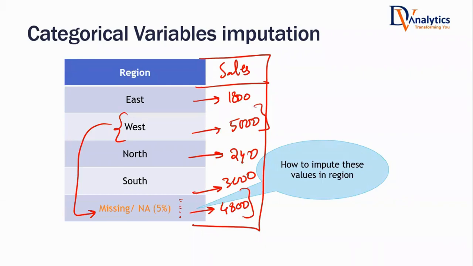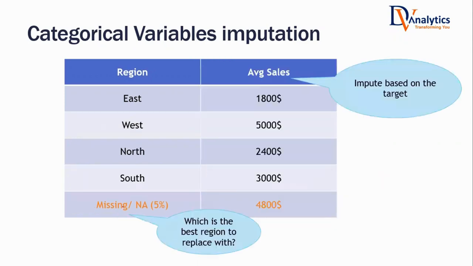You will say that in this place also the average sales is this. That means there's a high chance that they are from West. Are you with me? Yes, sir. That's what you call imputation based on the target. But here the target is continuous sales.